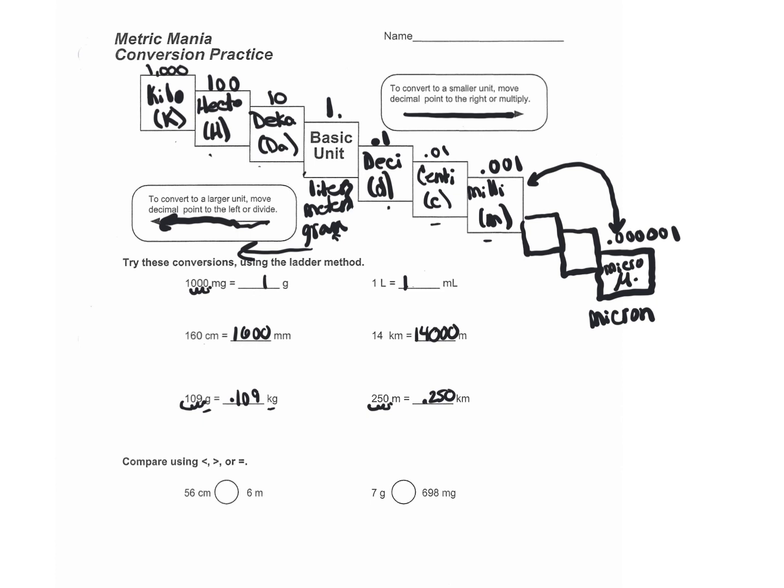And these last ones down here, it's still just a conversion, but it's your basic math, less than, greater than, or equal signs. 56 centimeters or 6 meters. Well, 6 meters, moving to the right into centimeters, would move the decimal place over 2 times. That would be 600 centimeters, which is clearly bigger than 56, so that goes this way. And then 7 grams into milligrams, you would be moving the decimal place over to the right 3 times. That would be 7,000, which would mean 7 grams is bigger than 698 milligrams.